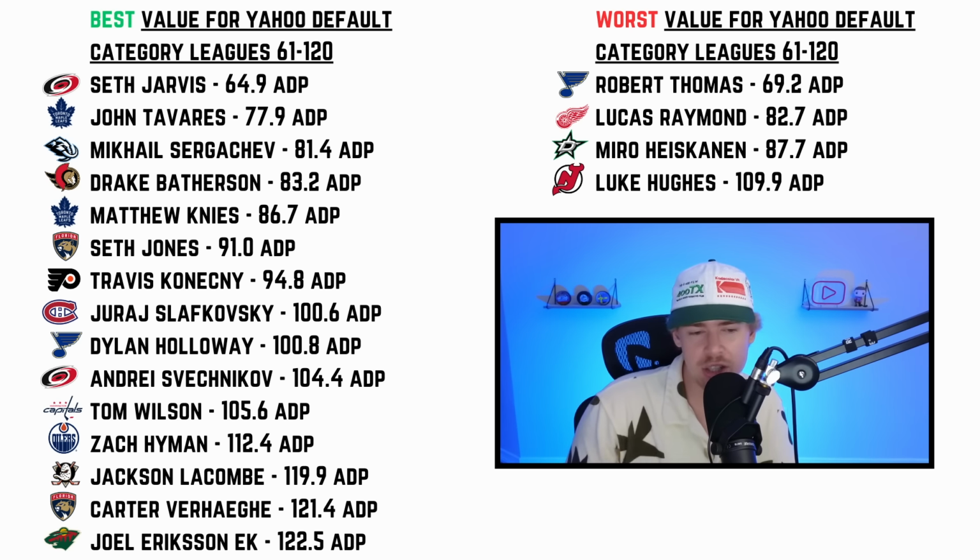Moving on to the next section, like 60 to 120. Seth Jarvis is a good price because he's going to cover so many cats. He puts up those hits. John Tavares is solid because he has really good shots and hits. Mikhail Sergachev, good hits, good shots, just underrated in most formats at this price. Definitely good blocks too if your league manager added blocks to this.